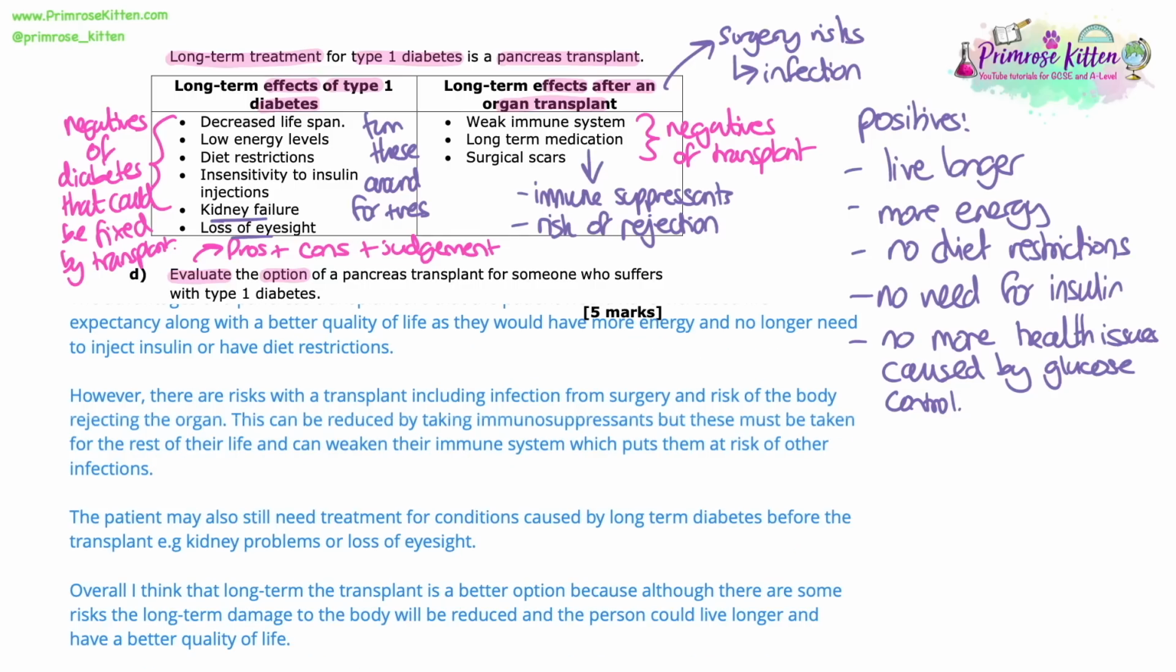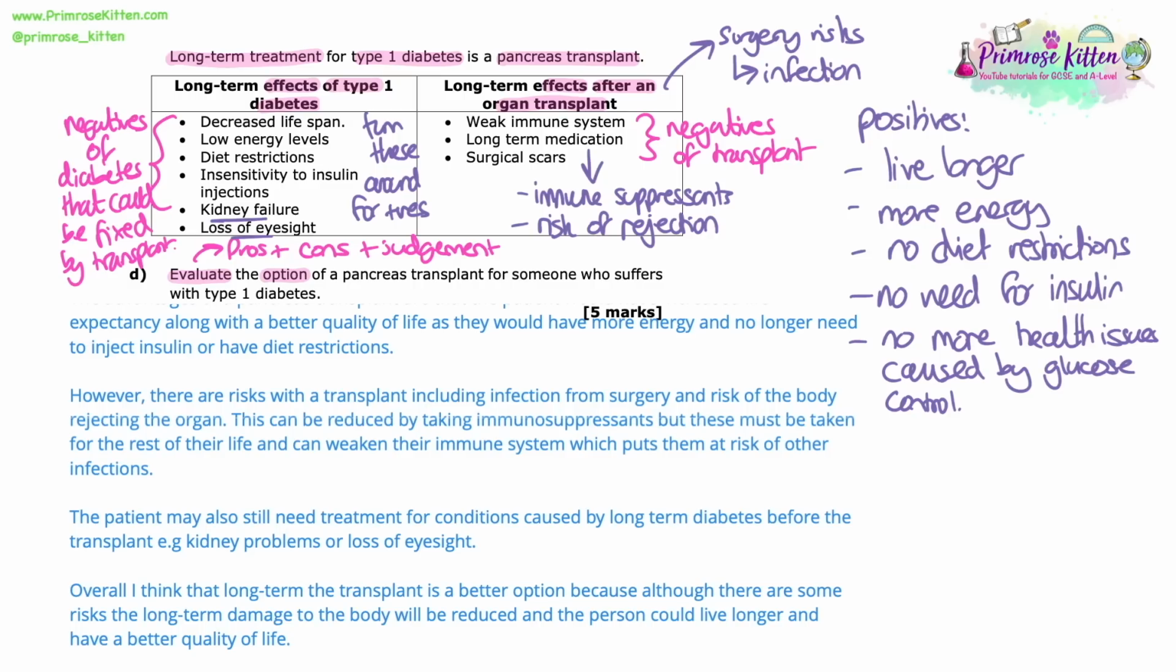Overall, I think that long-term the transplant is a better option because although there are some risks, the long-term damage to the body will be reduced and the person could live longer and have a better quality of life. So then I've given my judgment, so I've chosen that the transplant is the best option rather than not having it. And then I've given my reasons.